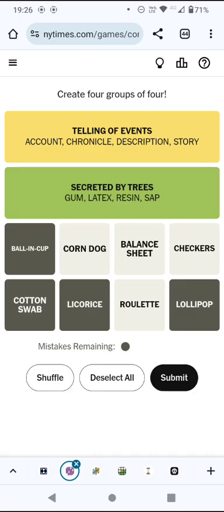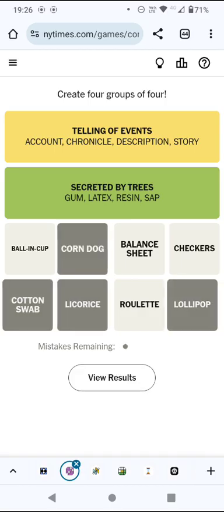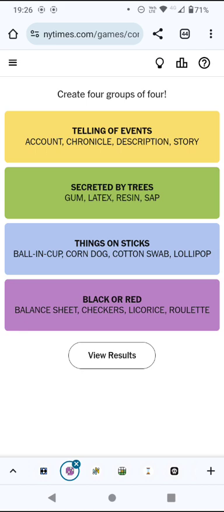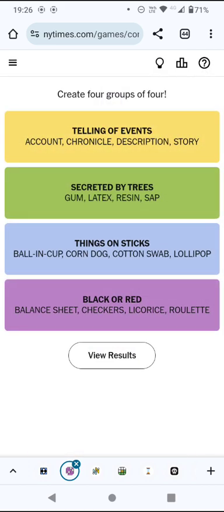Right, it can't be these three, because then I would have been one away with my initial group of ball in cup, corndog, roulette and checkers. This is one away. This needs one thing to be changed. I don't know. I do not know. Things on sticks. Oh, it's that kind of ball in cup. Oh, I didn't realise that's what it was referring to. Corndog is on a stick, cotton swab and a lollipop. They're all on sticks.